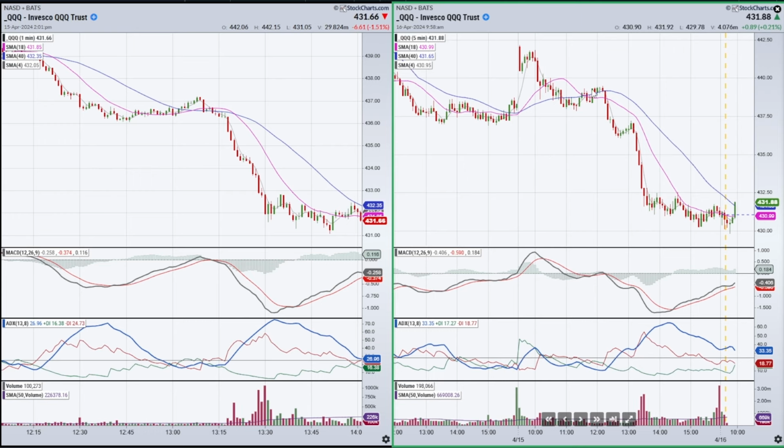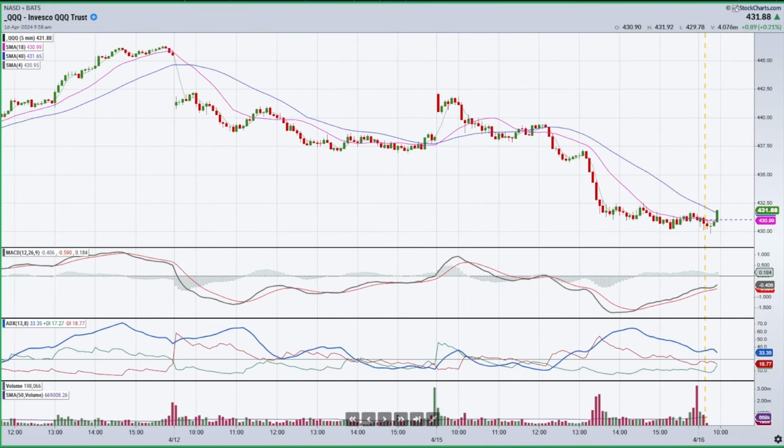So we always start with the higher time frame. I'm going to bring up this 5-minute chart. Now look at what happened here. This came down and broke through this kind of key support area from the day before. All right, so that's kind of like the first thing that happened.